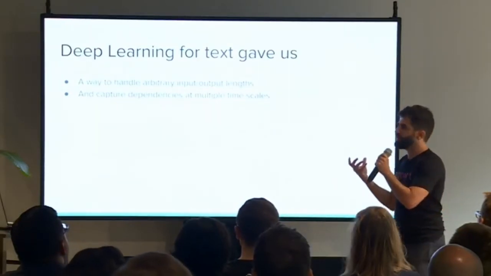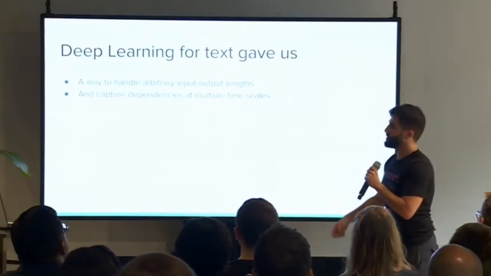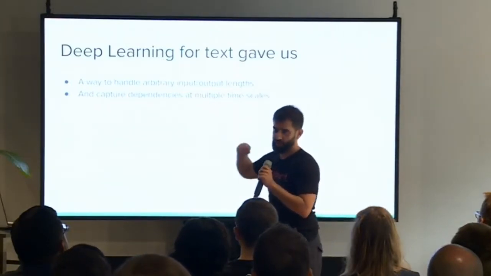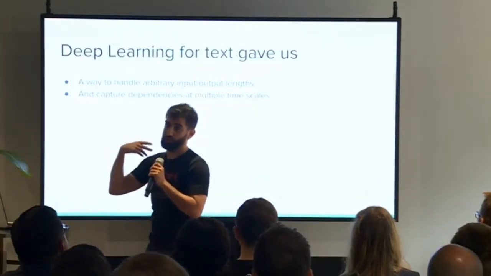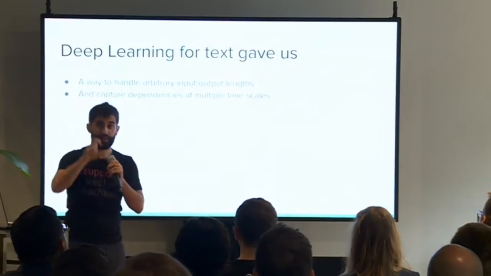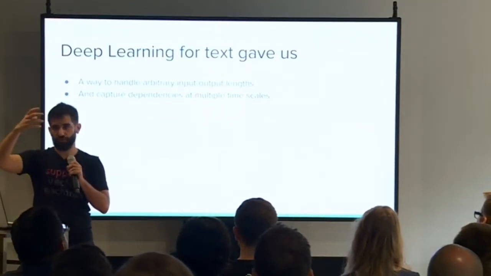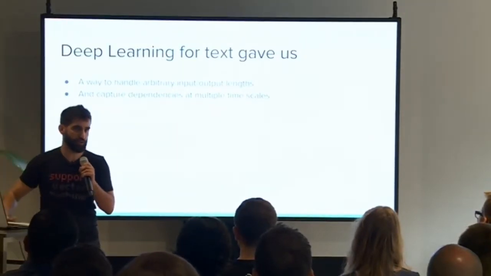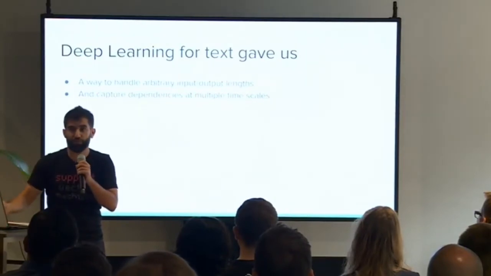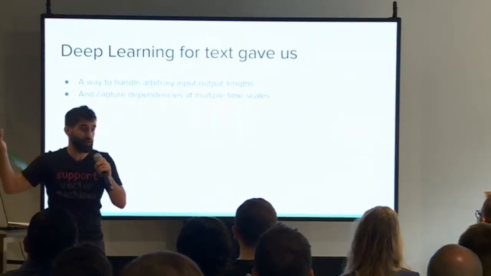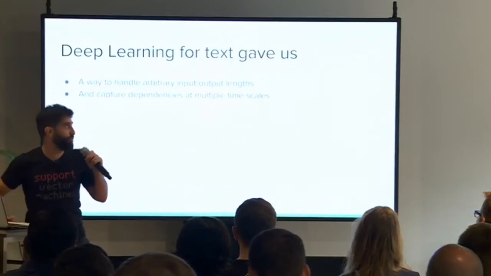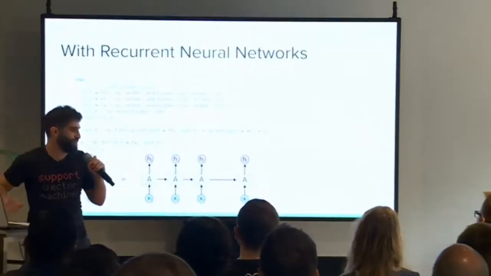And until deep learning came about, we really didn't have a good way to do both of these: to handle arbitrary input lengths, and particularly long input lengths, and on the other hand, capture the dependencies at an arbitrary length. And that makes a really big difference when you're working with text, because the dependencies and the lengths are arbitrary. They're really up to your user. You have no control over it. All right, so let's see how we do that.